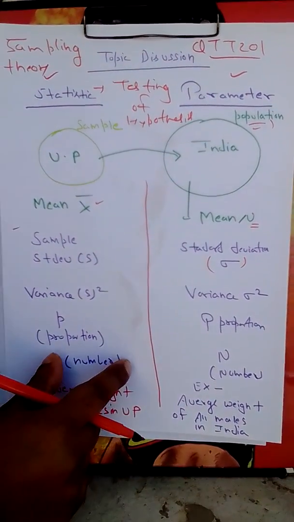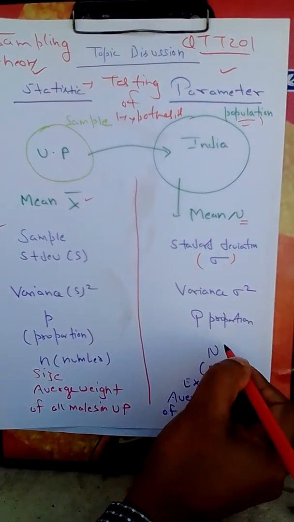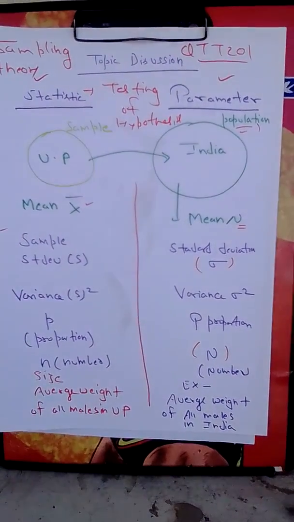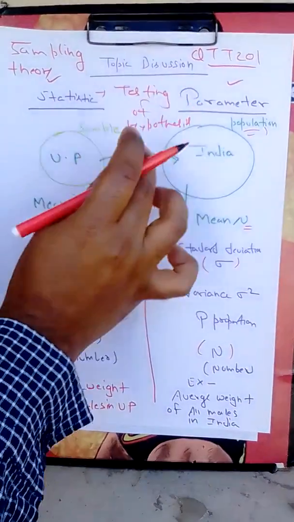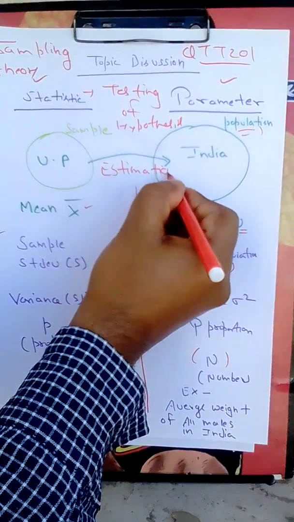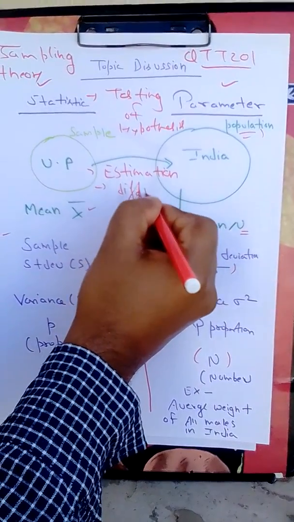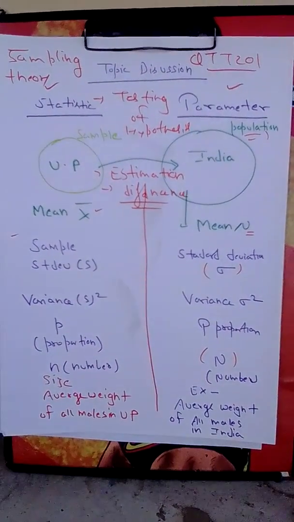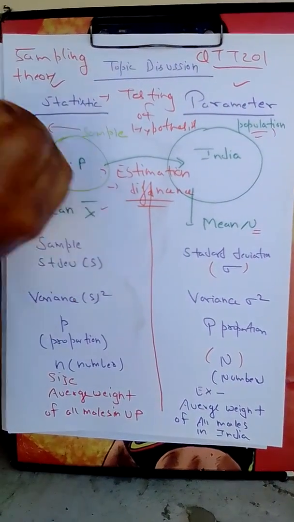Small n represents the size of the sample, and big N denotes the size of the population. Now, why are we understanding this difference between statistic and parameter? Because this concept is also important for the concept of estimation, which we will further discuss. Estimation, testing of hypothesis, finding a difference between calculated value and actual value, and this is also important to determine the sample size.